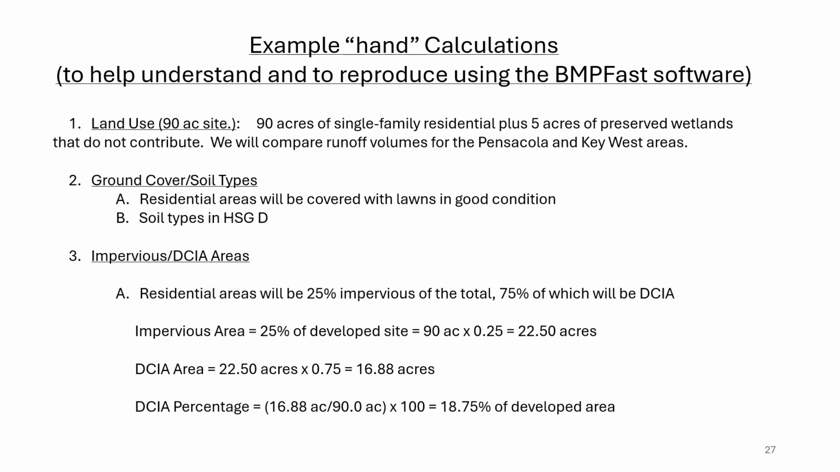When expressed as a percentage of the total developed area, the DCIA makes up 18.75%. It's really important as we proceed with these calculations to separately determine the runoff volume from the DCIA and from the remaining pervious areas.